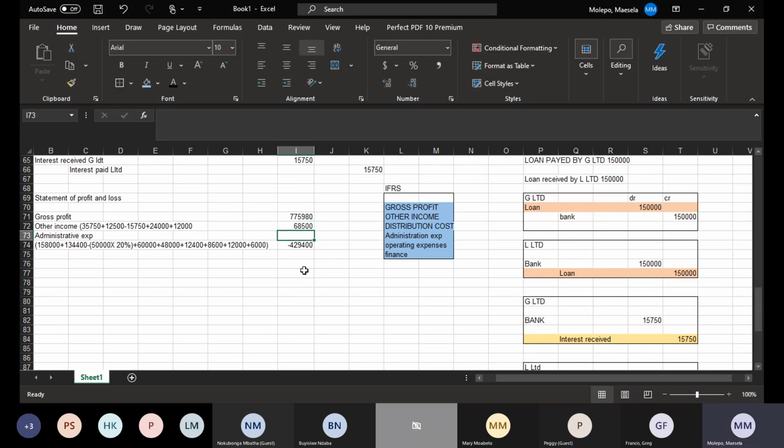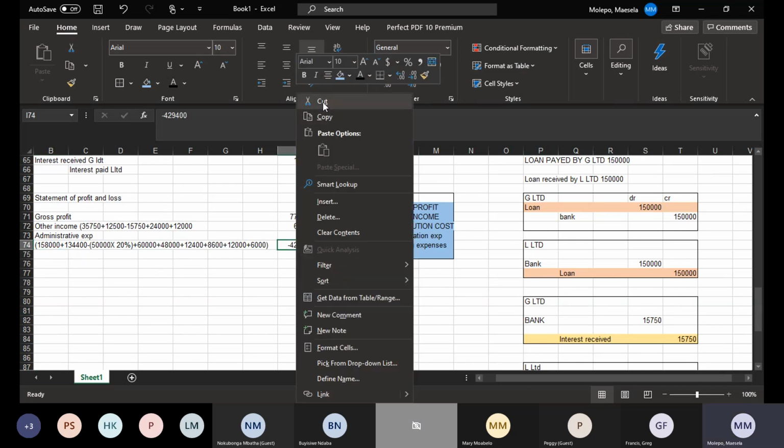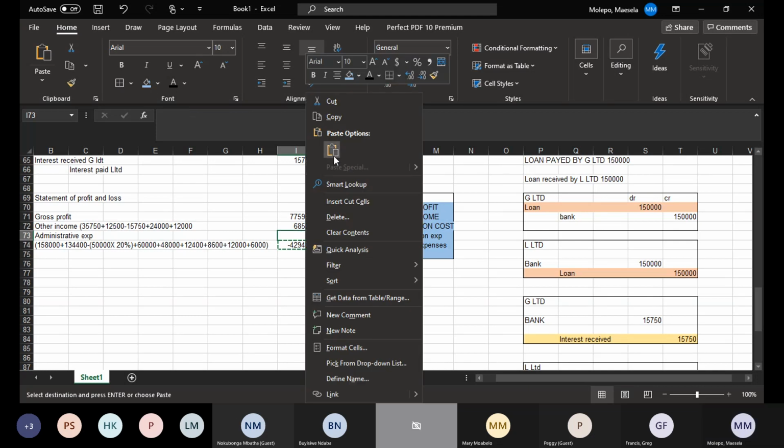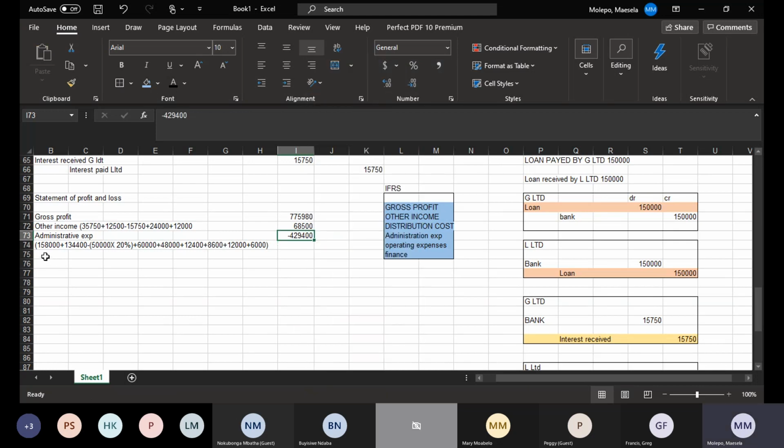Then we take the gross profit is done, other income is done, distribution cost is not there, admin expense is done, operating expenses is not there. Then we're going to go to the finance cost. This amount will sit here, cut, paste. Then finance cost.